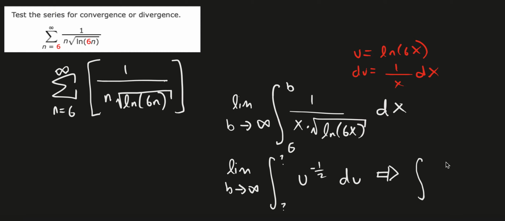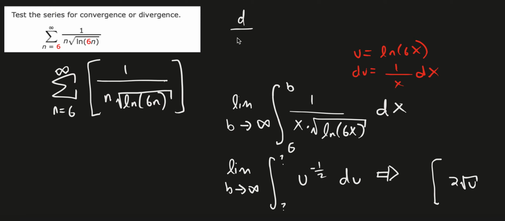So u to the negative 1/2, if we integrate that, is u to the negative 1/2 plus 1 over negative 1/2 plus 1. Negative 1/2 plus 1 is going to get you to 1/2. And then divide that by 1/2, or we could just multiply by 2. So it's just 2 square root u, basically, okay? 2 square root u. You can check that again. Let me do that here.